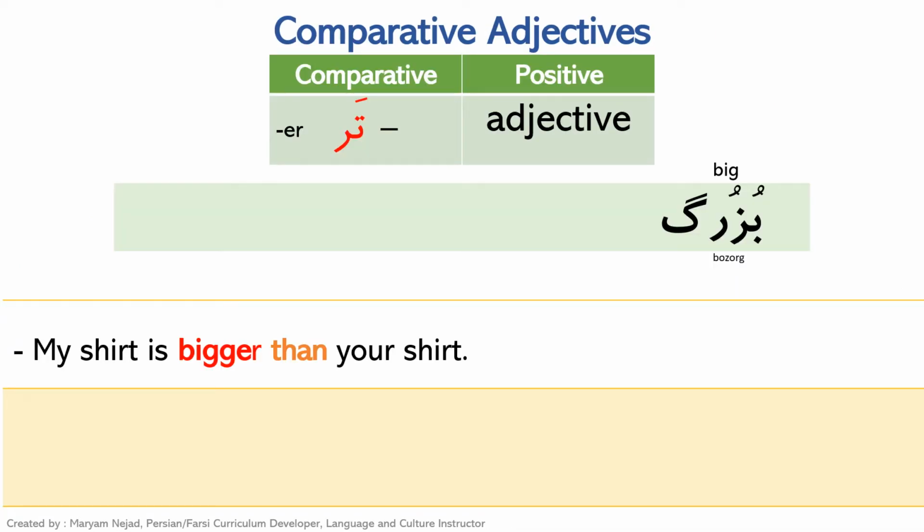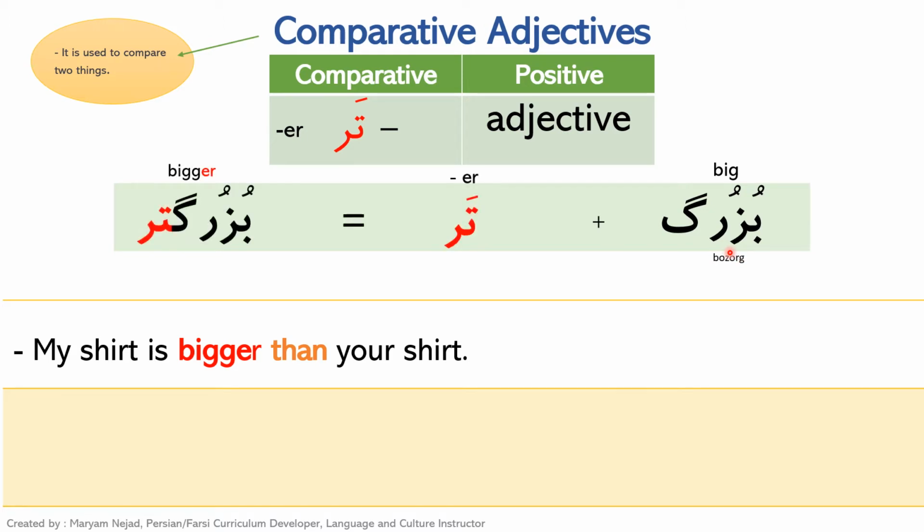Let's start with comparative adjectives, and we just said that comparative adjectives are used to compare two things. In English, the suffix er is added to the adjective, but in Farsi, the suffix tar is added to the adjective. We have an example here for bozorg, the adjective bozorg. We add tar to it, so it's going to give us bozorg tar. We have an example here.